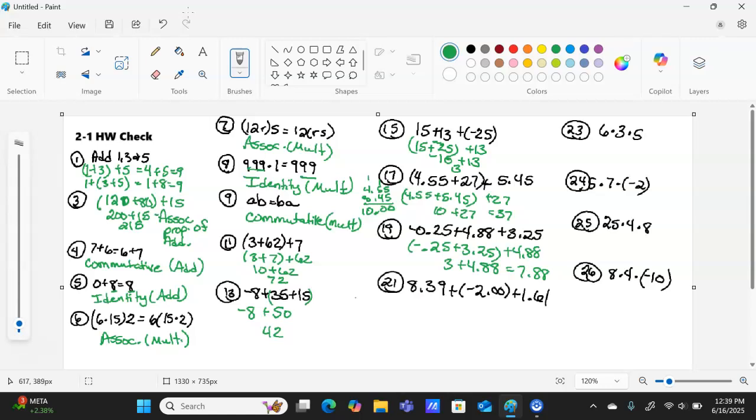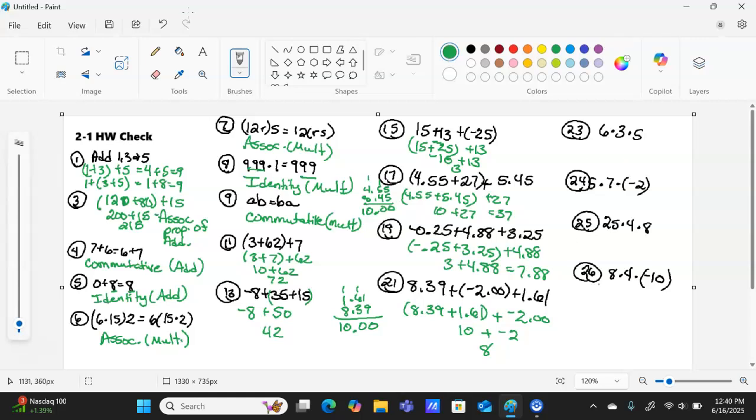On this one, I'm going to put the 8.39 with the 1.61, which, 0.39, 0.61, again, you're going to end up with 10. 10, carry the 1, 10, carry the 1, 10. So we end up with 10 plus a negative 2, which would just be 8, because it's just 10 minus 2.